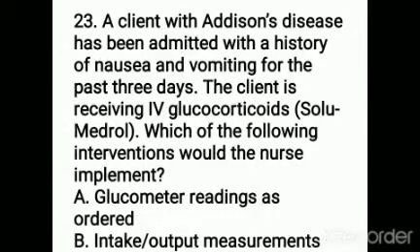Question number 23. A client with Addison disease has been admitted with a history of nausea and vomiting for the past 3 days. The client is receiving IV glucocorticoid. Which of the following interventions would the nurse implement? Options are: glucometer reading as ordered, intake output measurements. Correct answer option A, glucometer reading as ordered.